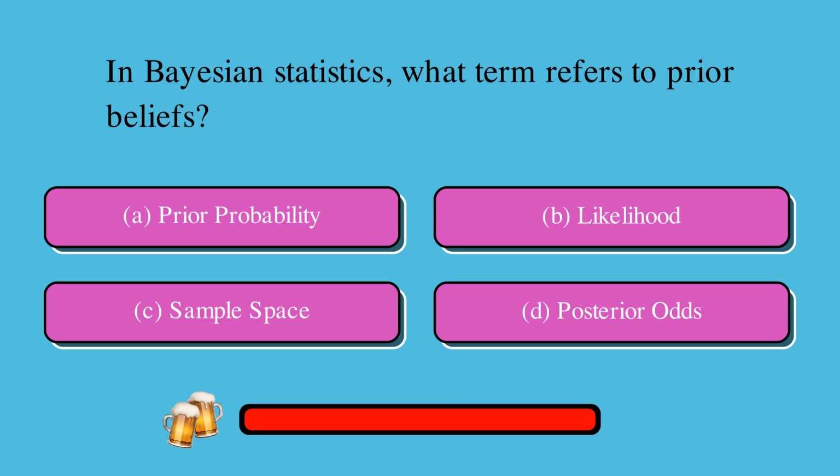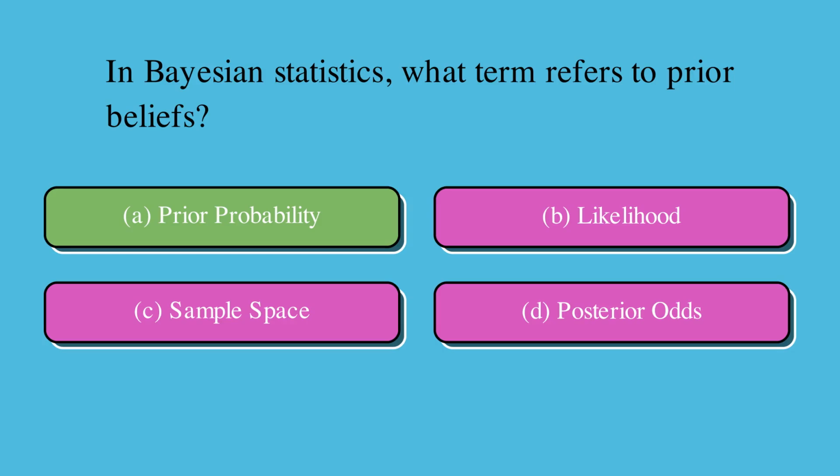In Bayesian statistics, what term refers to prior beliefs? Is it A, prior probability, B, likelihood, C, sample space, or D, posterior odds? The correct answer is A, prior probability.